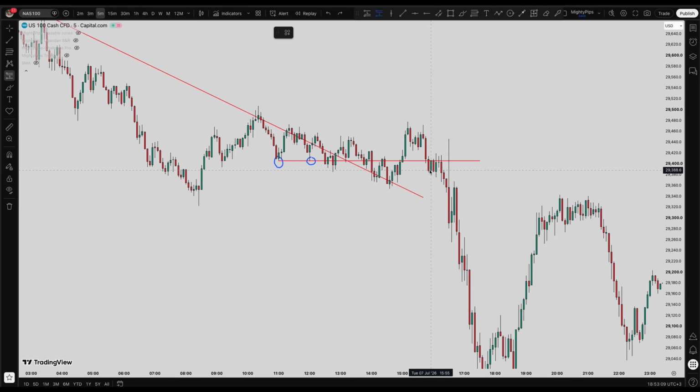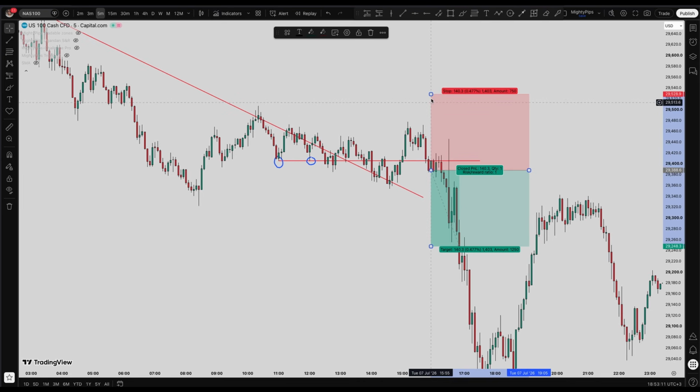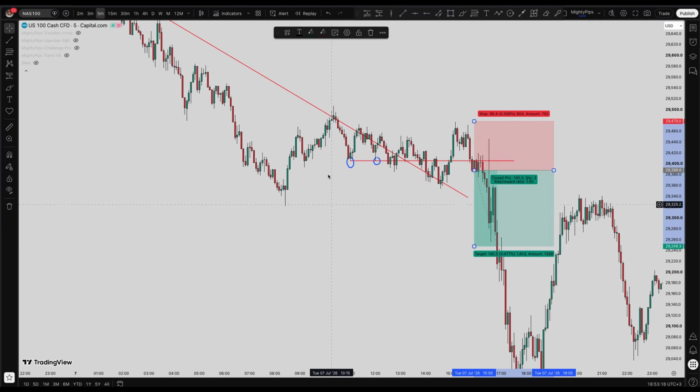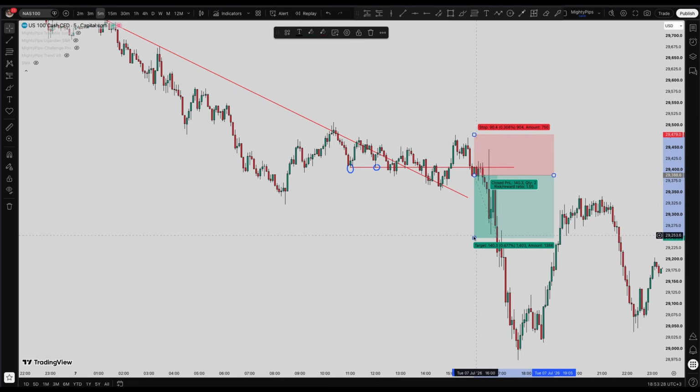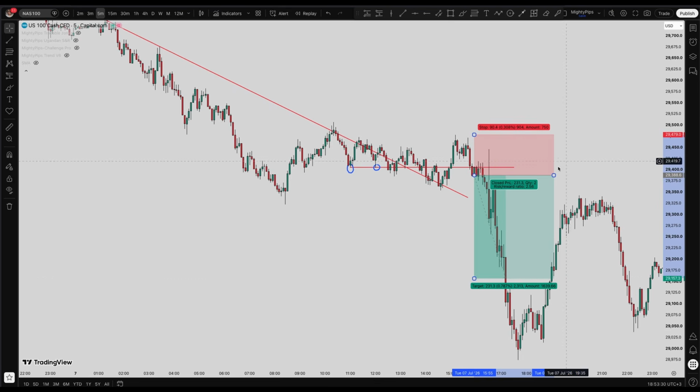You can enter at that breakout like that, then you use that high as your stop loss here. It is similar to the previous example. And then now, because the previous low that created the trend is above the entry point, what you can do is just target a 1-to-2 risk to reward ratio, something like this, and you would get this trade right here.